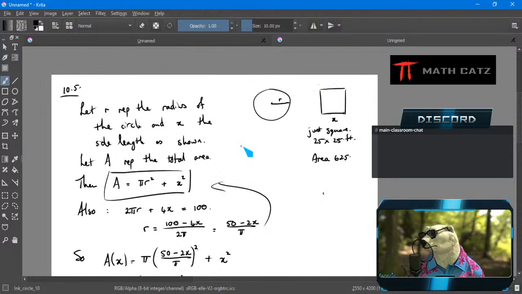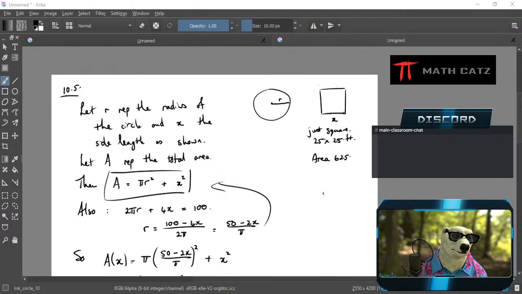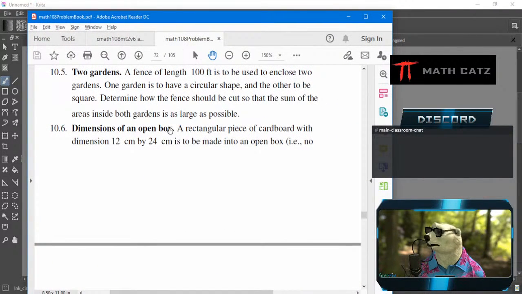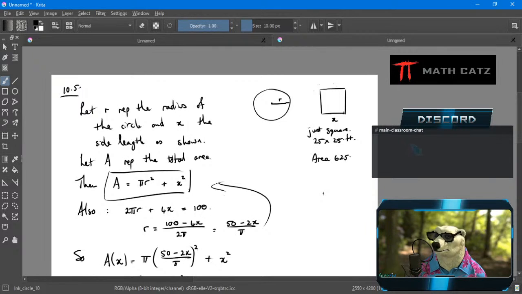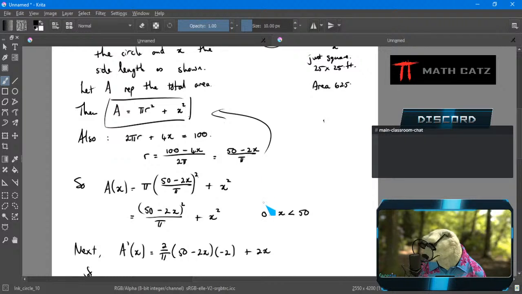So in this case, this problem is a little bit different. Unless they say I have to have one of each, let me just double check. No, it just says determine how the fence should be cut so that I have as large as possible an area. So it doesn't look to me like I have to have one or the other. I can just have a teeny tiny circle, right? Which is essentially 0.